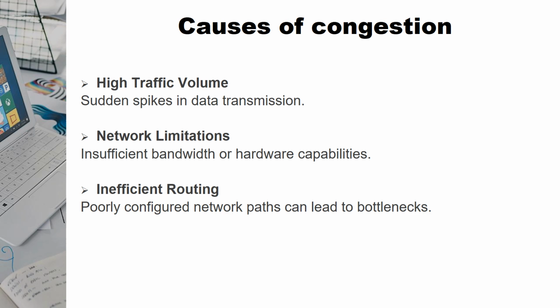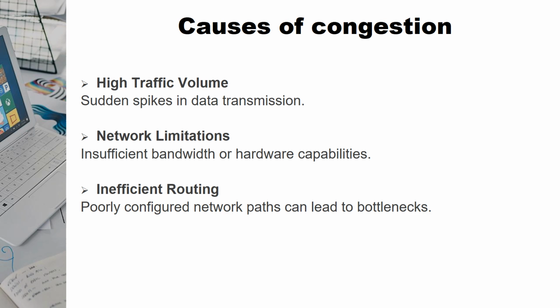One, we're talking of high traffic volume. When too many devices are transmitting data over the network, it can lead to congestion, as well as sudden spikes in data transmission. This is what we call high traffic volume. Then we talk of network limitation. Network limitation such as limited bandwidth or processing power can contribute to congestion, which is insufficient bandwidth or hardware capabilities.